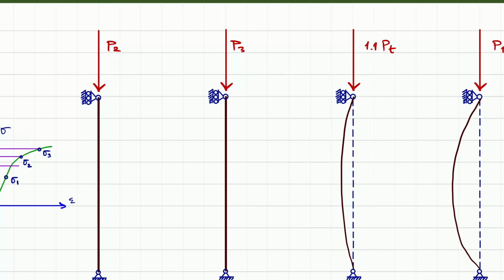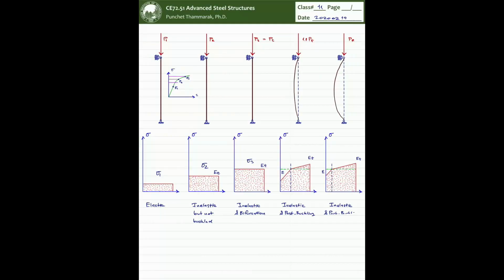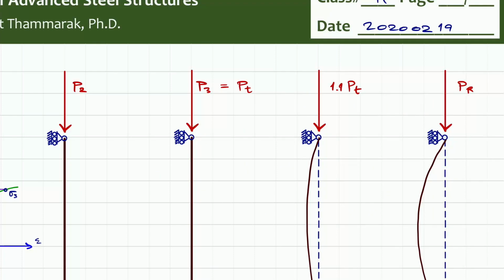I shall also say that P3 is the PT, the tangent modulus load. But it is just right there, right at bifurcation. Lateral deformation is about to pop in, but not yet. So it is just a small fraction above the PT. That means the lateral deformation must come involved in this step already as soon as you exceed the PT, even though it's just a little bit.